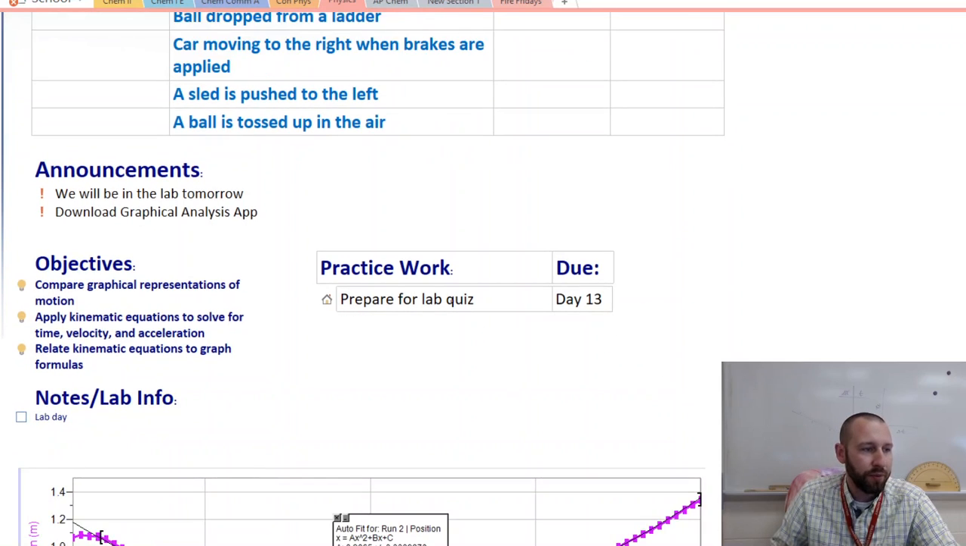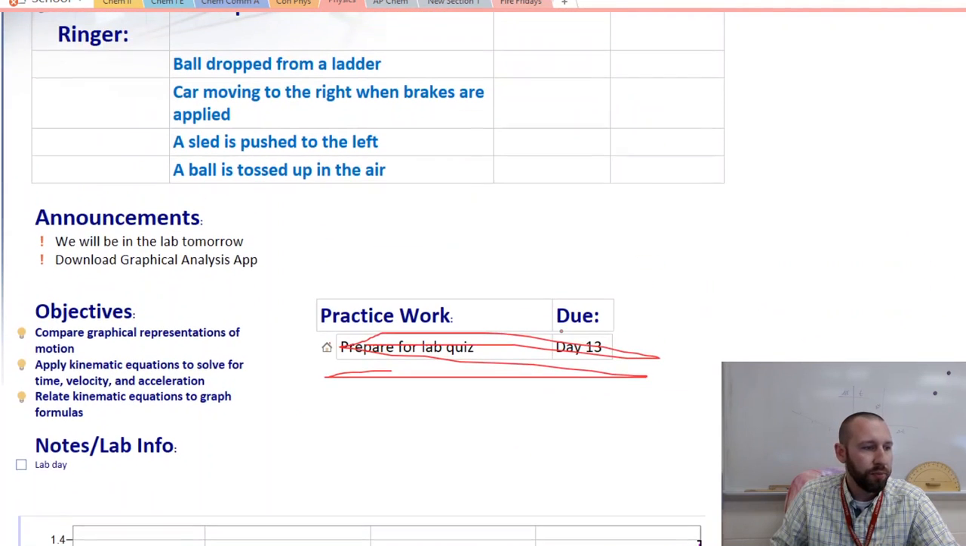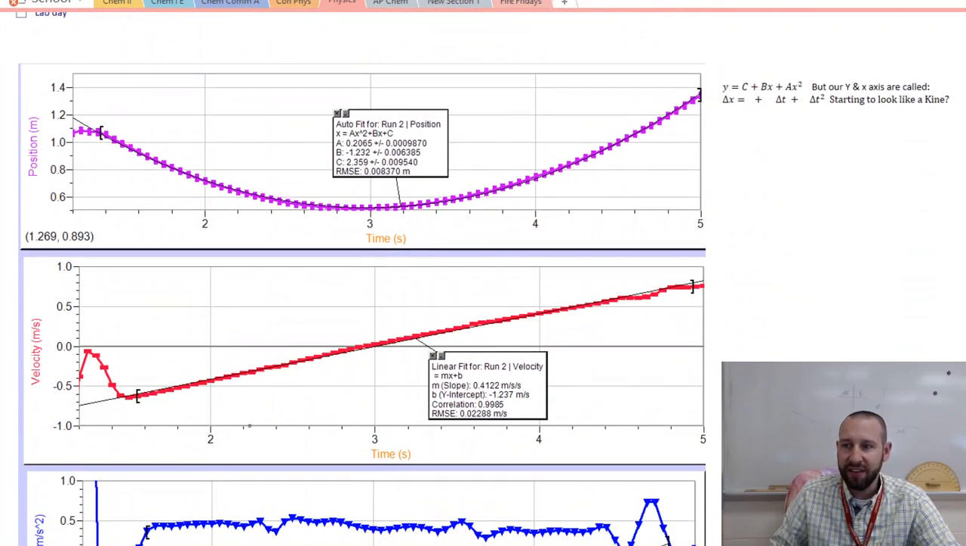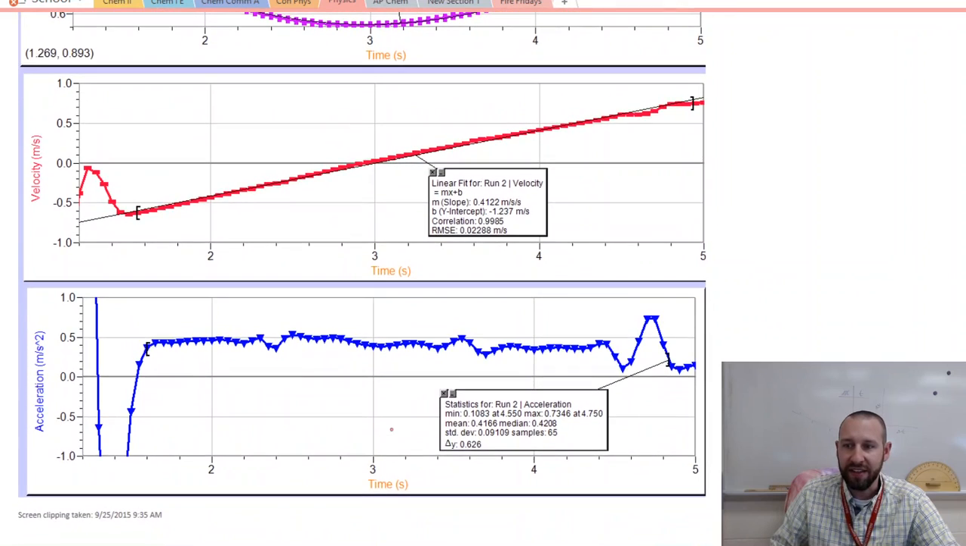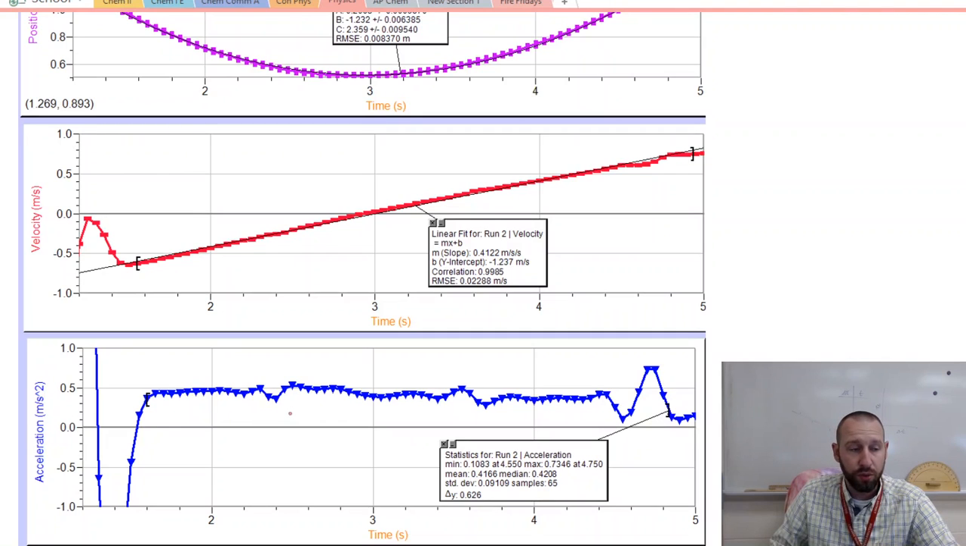Don't worry about this lab quiz here. We're not prepared for that, okay? So just skip over that. Oops. So you're going to have some graphs at the end of this lab, and they're going to look maybe something like these three, all right? Position on top, velocity is red, and then acceleration is blue.